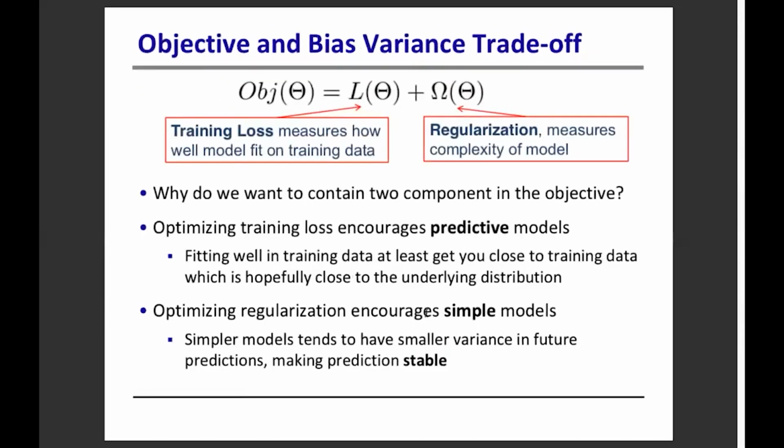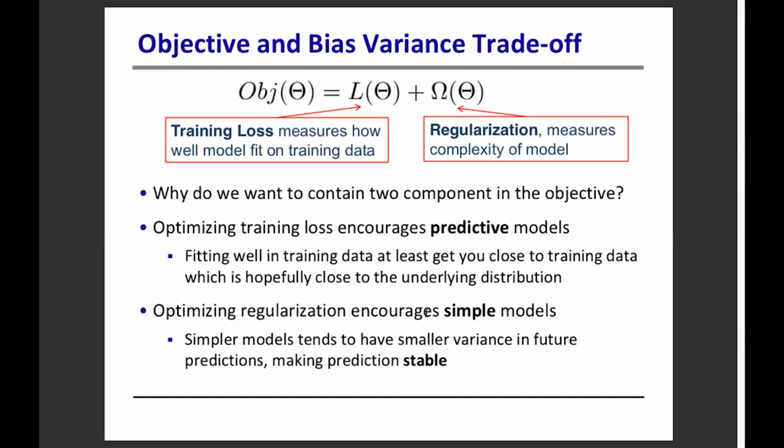Now, again, get back to the point: why do we want to contain two components in an objective? Optimizing training loss encourages predictive models, fitting well in training data, at least gets you close to the training data, which is hopefully close to the underlying distribution, right? So when we are optimizing the training loss, what is it that we are trying to do? We're coming up with some model which is very close to the actual values, right?